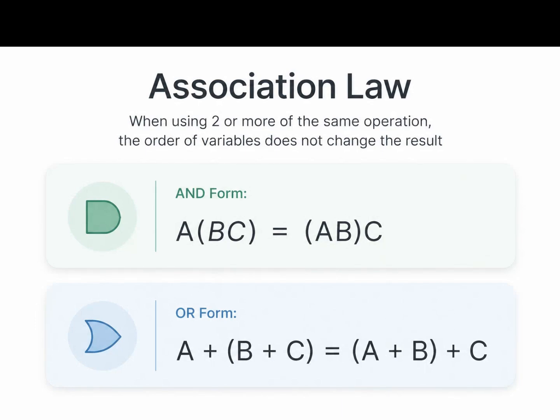Next is the association law. This applies when you are chaining together multiple operations of the same type. If you have 3 inputs going through AND gates, it doesn't matter which 2 you group together first. Grouping B and C, then ANDing with A, gives the exact same result as grouping A and B first. The same principle holds true for OR gates.